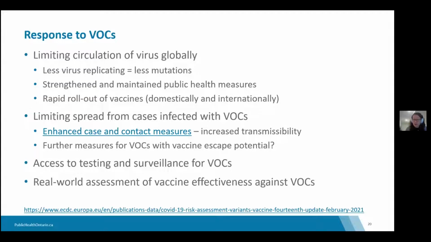We also need to see limited spread from cases that are infected with VOCs. In the Ontario context, we have increased our case and contact measures in response to the increased transmissibility associated with variants, and we may also need to consider further measures. With the concern that we have vaccines, but there is vaccine escape potential, how can we adapt our case and contact management in consideration of those variants that may be evading some of our protections from vaccines? Next, we need robust testing and surveillance for variants, which Jonathan will be speaking more to. And finally, a real-world assessment of how well our vaccines are performing against the emerging variants of concern. So with that, I'll turn it over to Jonathan.